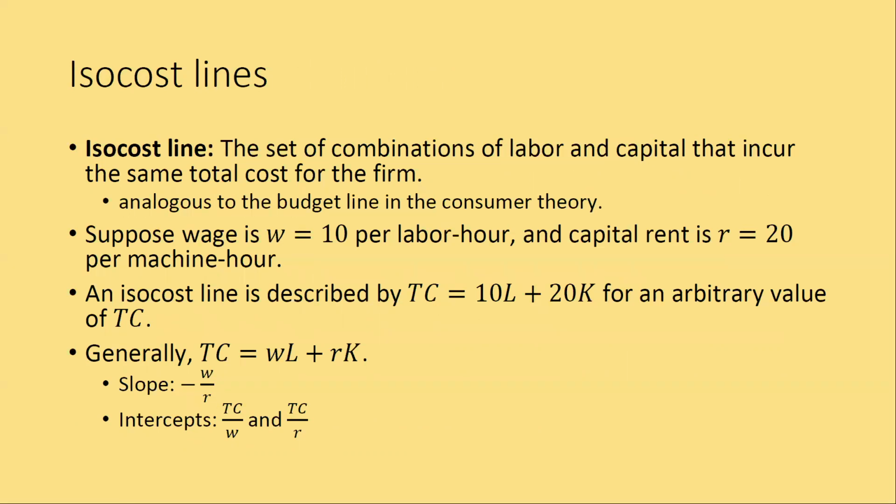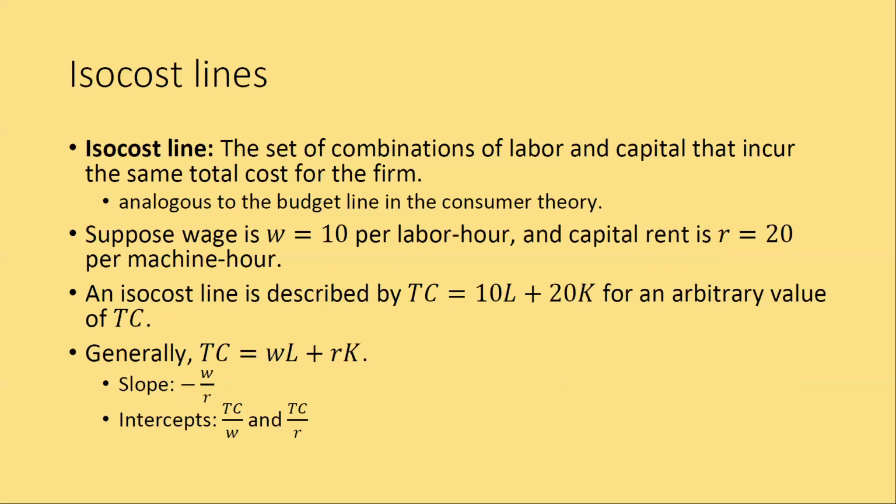So this iso-cost line is a set of combinations of labor and capital that will incur the same cost for the firm. So we have been assuming that the firm uses two inputs, labor and capital. So let's suppose there is a price for those two. And let's say the wage is $10 per labor hour, and the rent for capital is $20 per machine hour.